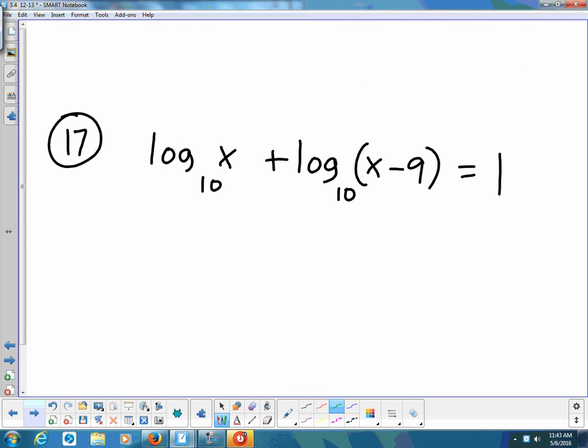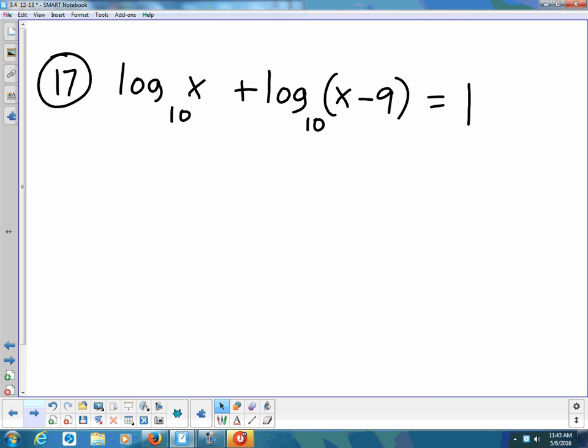All right. Do you have this one on your sheet? Number 17? Okay, so for number 17, it says log to the base 10 of x plus log to the base 10 of x minus 9 equals 1. So what can we do to solve this one? Product rule. So how are we going to rewrite it using product rule?